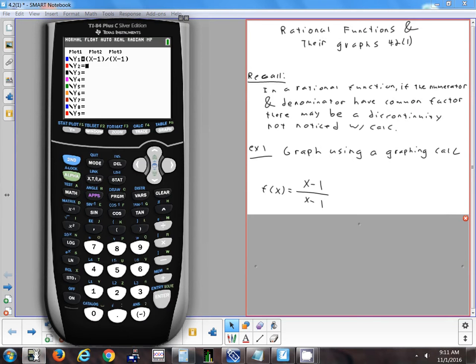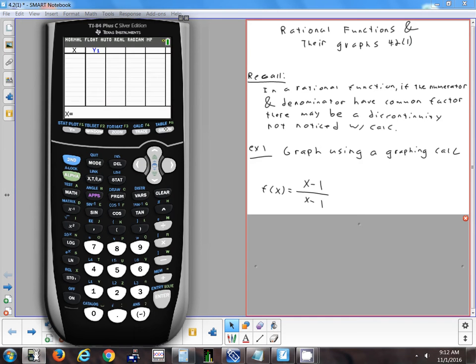Okay, where is the hole going to be? Yeah, Ian? 1 sounds about right. Yeah, it's going to be a hole at 1, because that's the value that would make the denominator 0. Okay, so I hit graph. Let me just do a standard window. Okay, and there's my line. It looks just like a line, but there's a hole at 1.